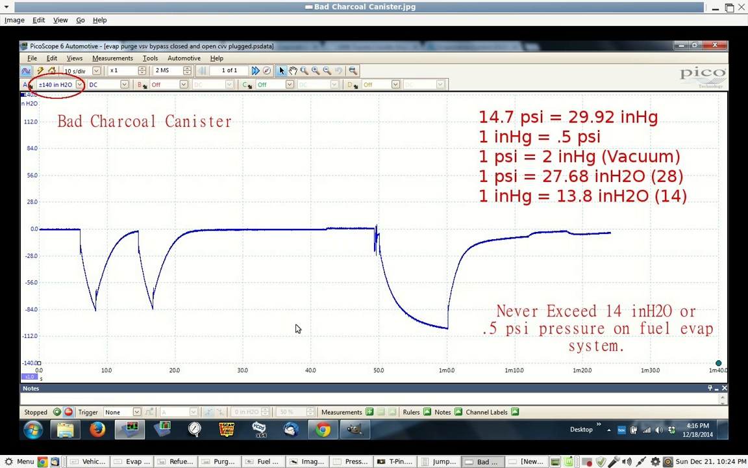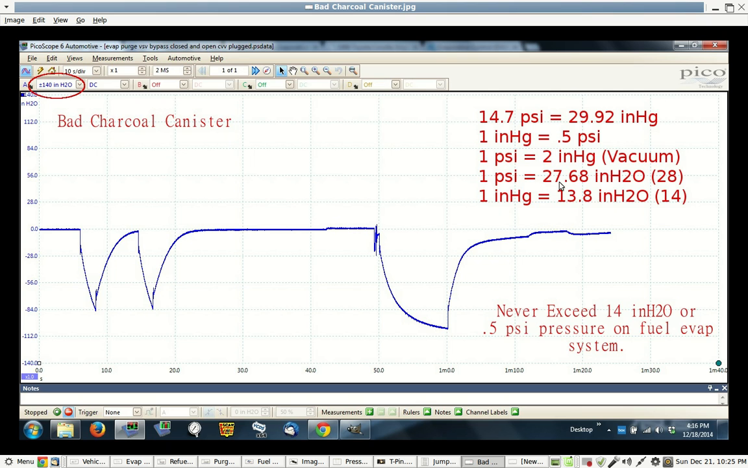Okay, so let's look at a bad charcoal canister waveform. What I'm using here is the PicoScope, and I'm using the WPS500, which is a pressure transducer, and this is set for inches of water. That's what this system has to be tested at. To get an idea of what inches of water is, 14.7 psi is sea level pressure, and that equals 29.92 inches of mercury. So 1 inch of mercury is basically a half psi, or you could say 1 psi is 2 inches of mercury. And we're dealing with vacuum here when we use this type of scaling.